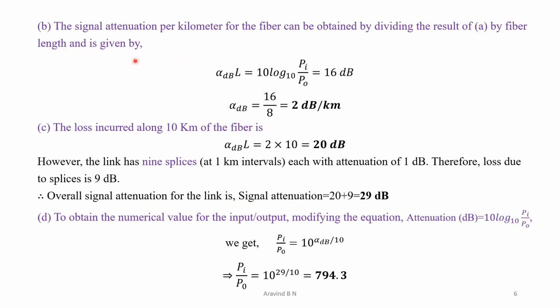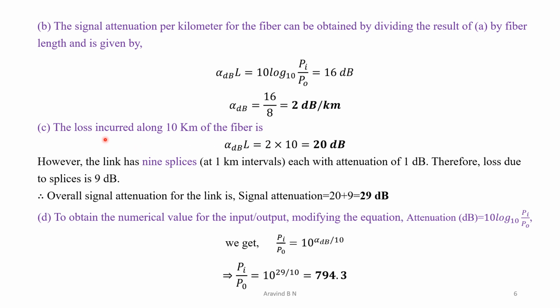The second sub question, signal attenuation per kilometer, we need to calculate. Now the formula will become alpha in dB into L is equal to 10 log Pi by P0 to base 10. This value we have already calculated, that is equal to 16 dB. Length is a known parameter, that is 8 kilometers. Therefore, the attenuation per kilometer will become alpha in dB is equal to 16 divided by 8, that is equal to 2 dB per kilometer.